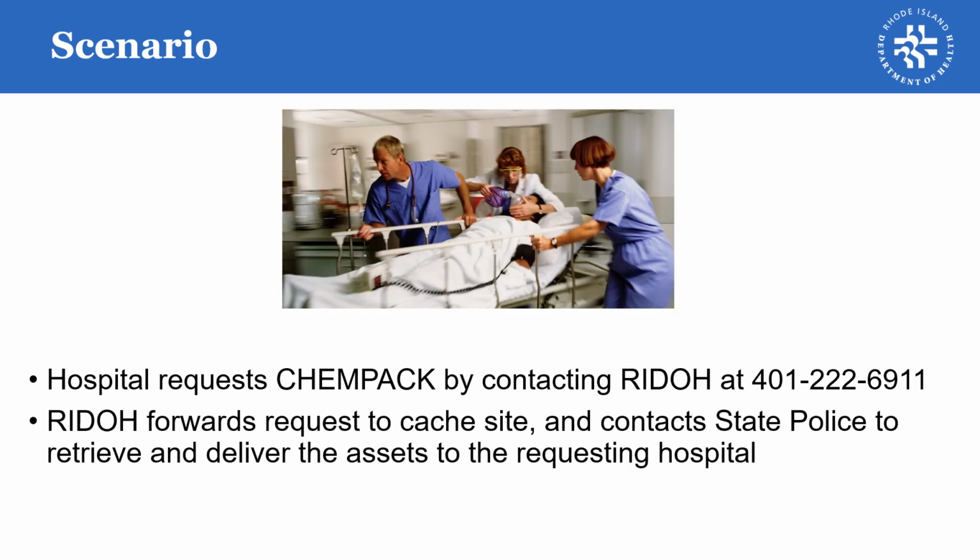Patients arrive at the hospital and begin to be treated. Realizing that the hospital's pharmacy is running low on atropine and pralidoxime, the emergency department physician requests CHEMPACK assets by calling the Department of Health at 401-222-6911. RIDOH receives the request, forwards it to an appropriate cache site, and contacts the state police to retrieve and deliver the assets to the requesting hospital.